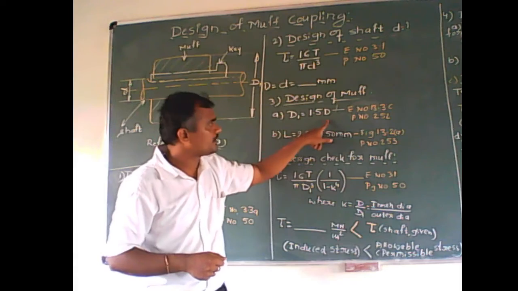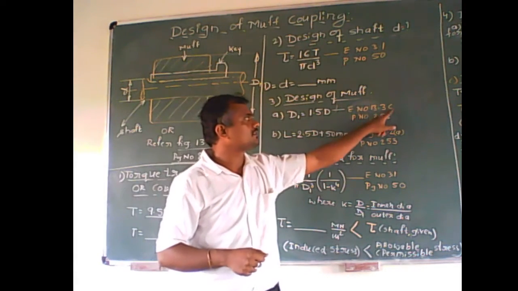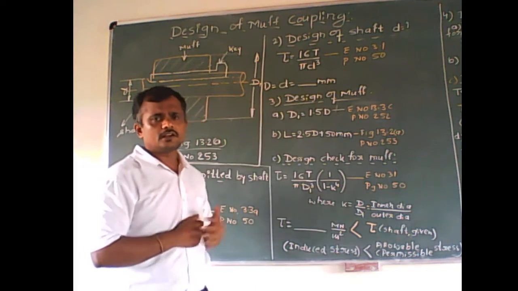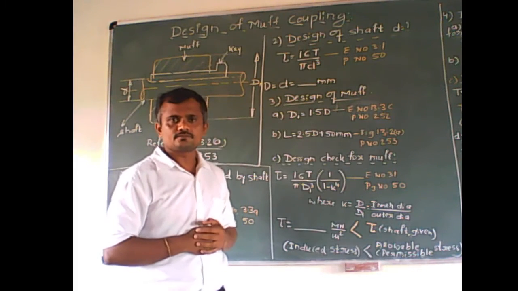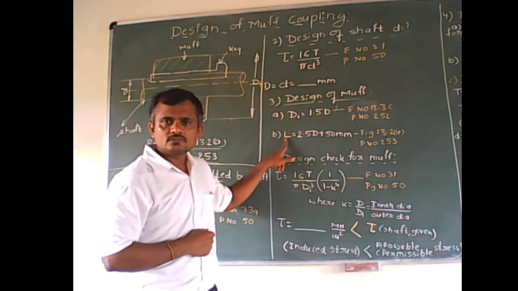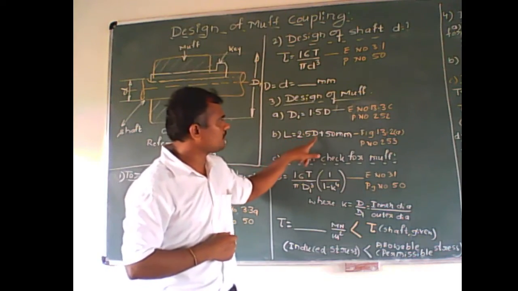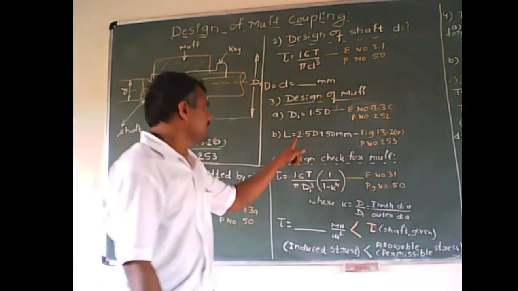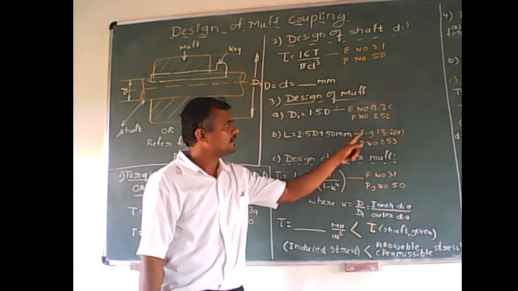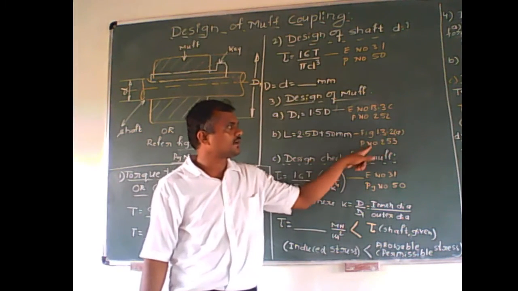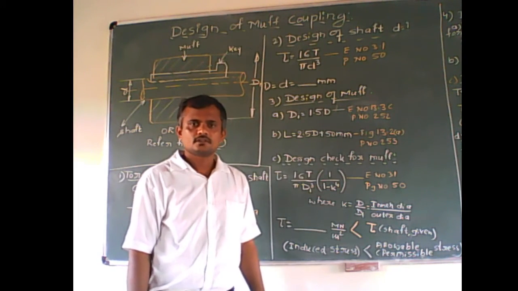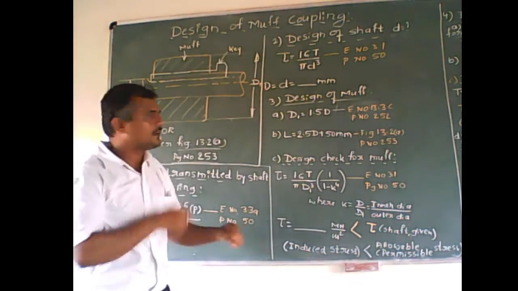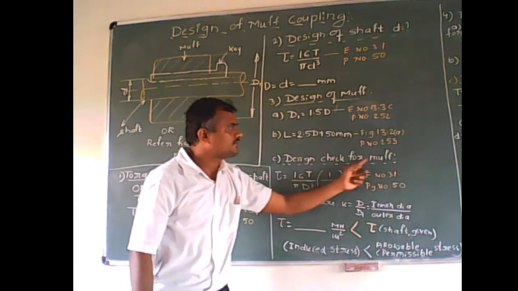So how to calculate 1.5D? Equation number 13.3c of page number 252. When you refer to the design of a muff coupling in the data handbook, there you will get this equation. Afterwards, you can take this equation: L is equal to 2.5D, 2.5D plus 50 mm. It is available in figure 13.2a of page number 253. So after calculating these values, the length along with the diameter, we can go for the design check for the muff.